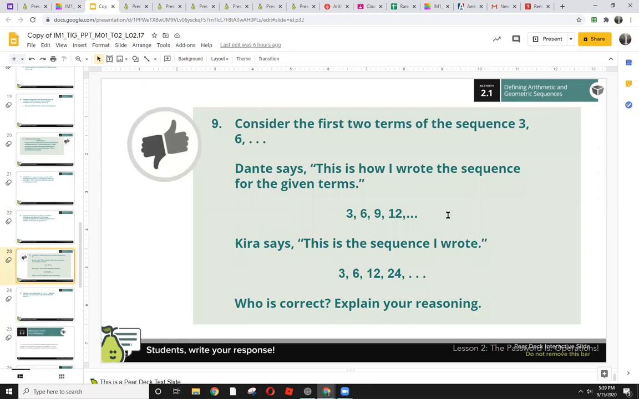Okay, consider the first 2 terms of the sequence, 3, 6. Dante says, this is how I wrote the sequence for the given terms: 3, 6, 9, 12. Kara says, this is the sequence I wrote: 3, 6, 12, 24. Who is correct? Both of them are correct. You just have to tell me which one you agree with and why. So there's no wrong answer.